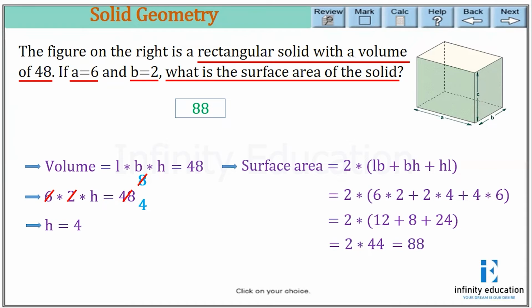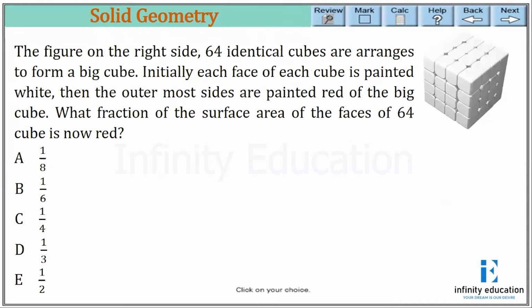Now let's see with one more example. The figure on the right side: 64 identical cubes are arranged to form a big cube. Initially, each face of each cube is painted white. Then the outermost sides of the big cube are painted red. What fraction of the surface area of the faces of the 64 cubes is now red?